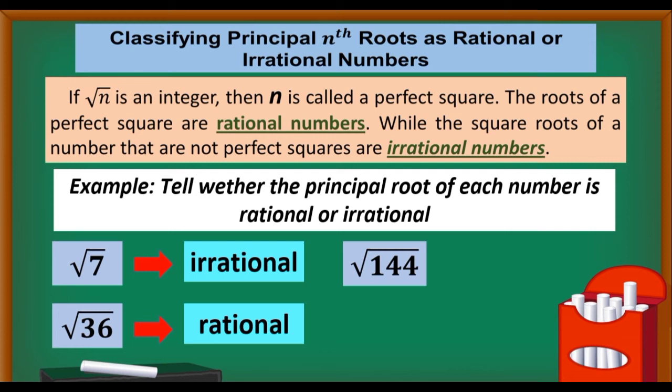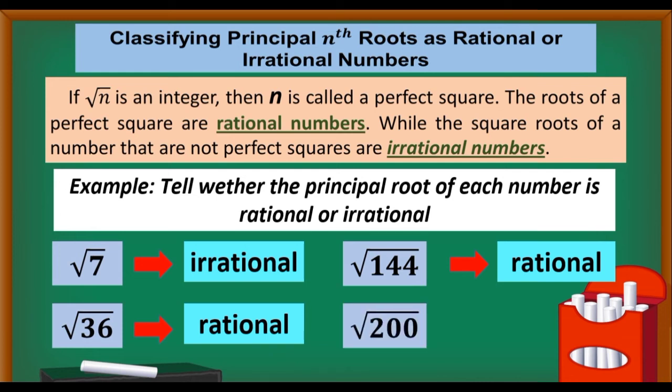So, how about the square root of 144? Pakipindot sa calculator. Tingnan nga natin. Ang root niya ay 12. So, considered siya pong rational number. How about the square root of 200? Meron bang square root of 200? So, therefore, that is an irrational number. Kaya mas maganda kung alam ninyo kung ano yung mga perfect square na number para mas madali nating ma-identify kung siya ba ay rational or irrational.